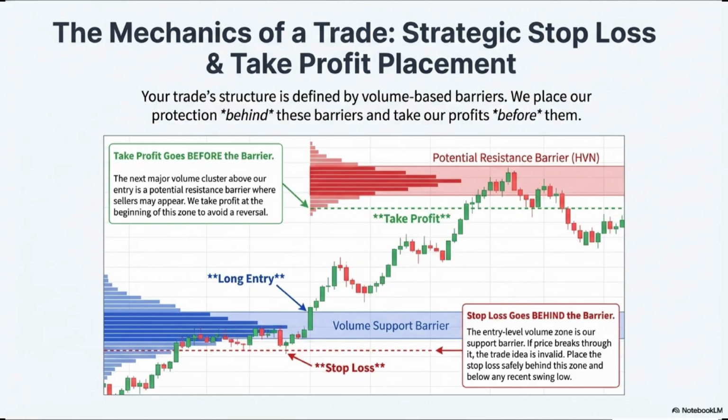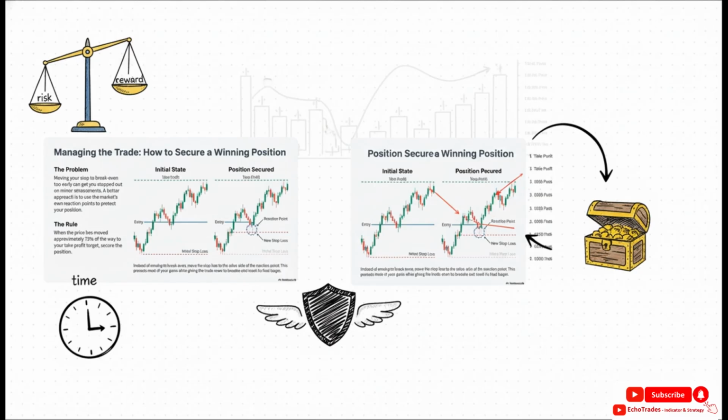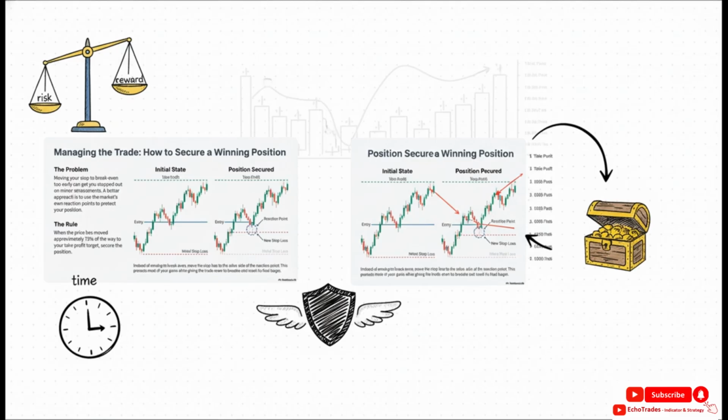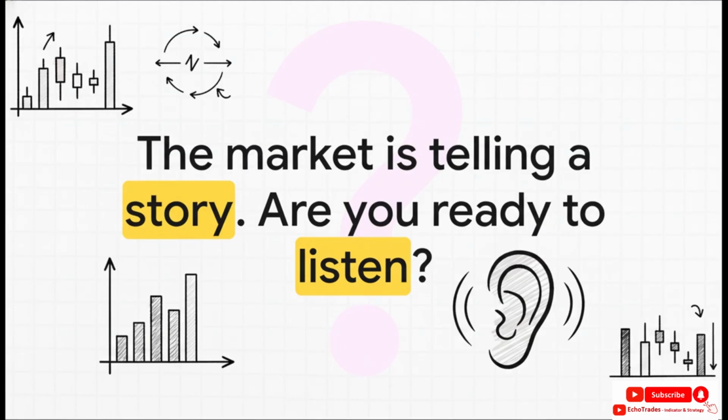And finally, let's talk about actually managing a winning trade. Look, a huge mistake people make is jamming their stop loss to break even way too early, and then they get wicked out on a tiny pullback. A much smarter way is to use the market's own structure to guide you. So here's a simple rule. Once price has moved about 75% of the way to your target, look for the most recent little pullback or reaction point and tuck your stop loss just behind that. This locks in most of your profit but still gives the trade enough room to breathe and hit your final target.